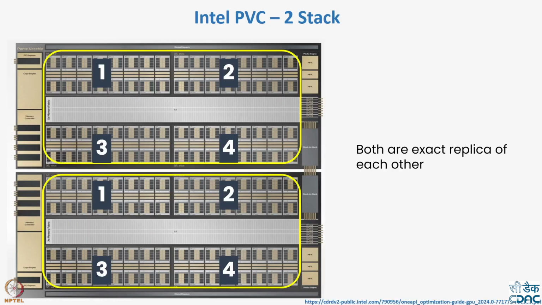Now, let us discuss more about the organization of compute cores in the Intel GPU. This is a very high level view of the GPU. Here you can see there are 2 stacks. 2 stacks means this is stack 1 and this is stack 2. Both are exact replicas of each other. I will discuss in more detail the single stack and what is inside the stack in the coming slides.